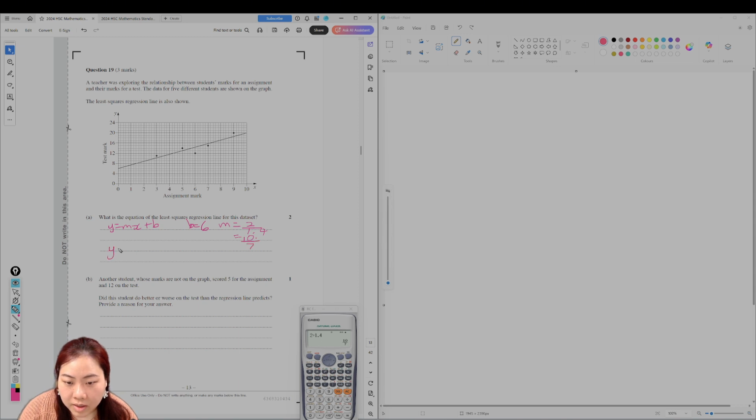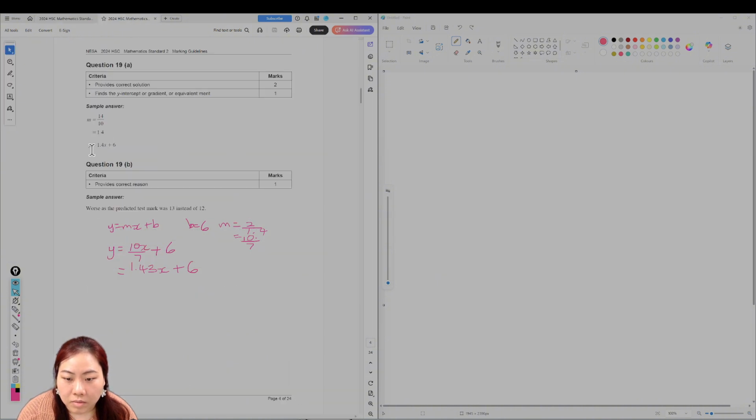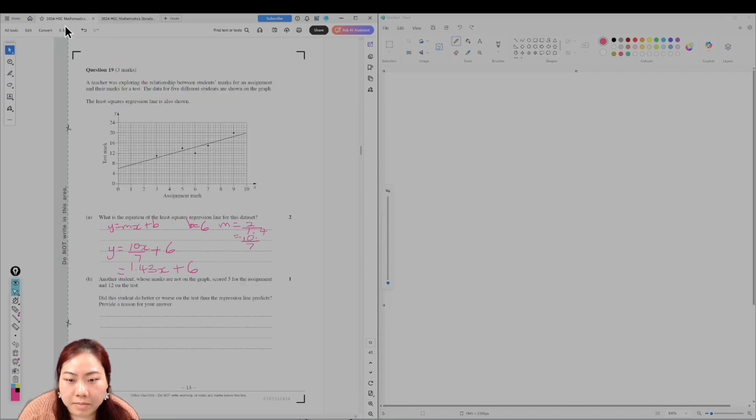Therefore, the equation of the line is 10/7 x plus 6. Maybe they do want it to be a decimal. Let me see. 1.43 x plus 6. I'm going to check to see which way they want it first. 19a. 1.4, so they do want it to be 14 over 10. Let me see. Oh, they chose the very end point.